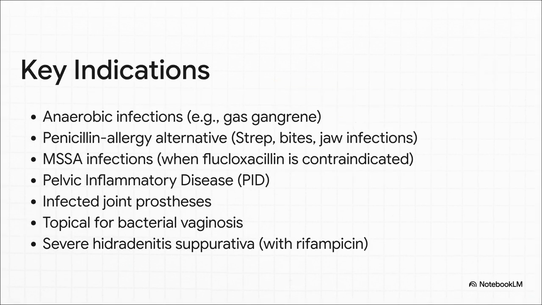And this really shows you just how broad its use can be. You've got the really serious stuff like anaerobic infections. Think gas gangrene. But then there's this really clear pattern, right? It's the go-to alternative for people with penicillin allergies. We're talking group A strep, nasty bite wounds from animals or humans, those jaw infections we just mentioned, and it doesn't stop there. It has a role in pelvic inflammatory disease, some specific staph infections, and even as a topical cream for things like bacterial vaginosis.